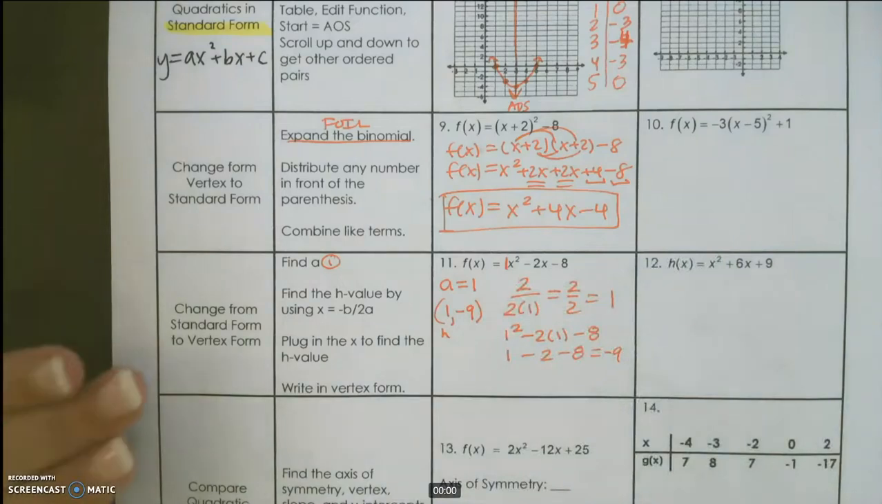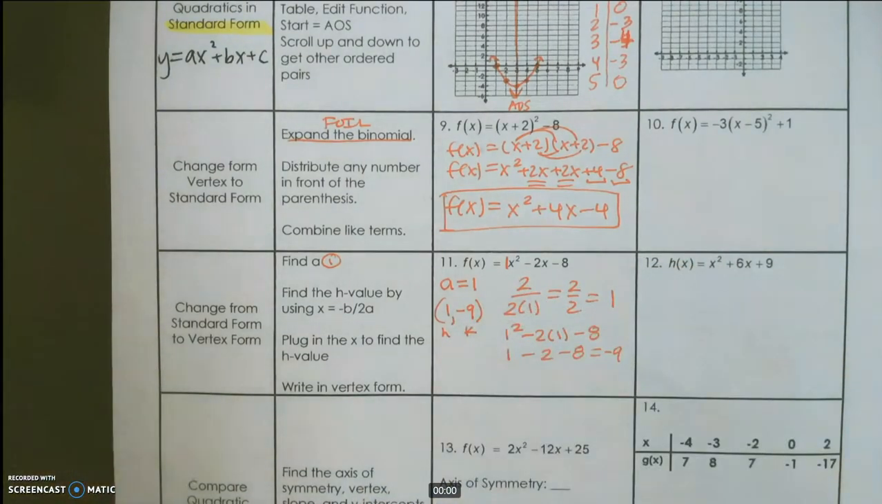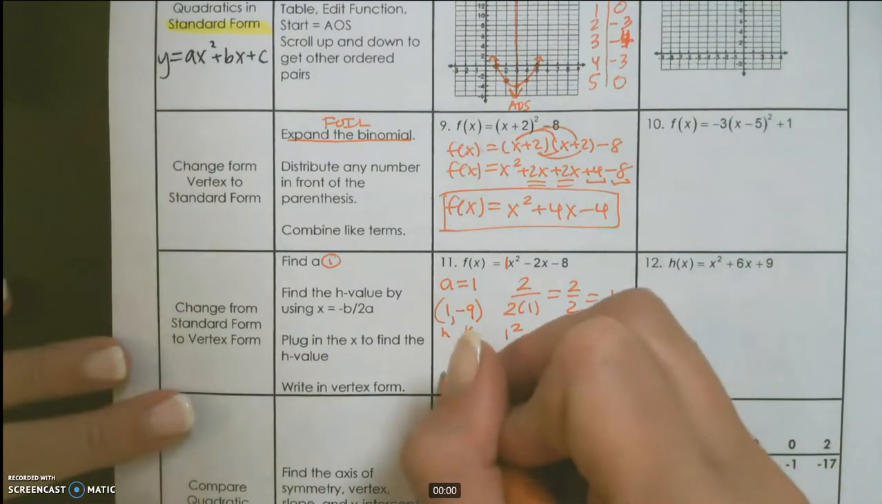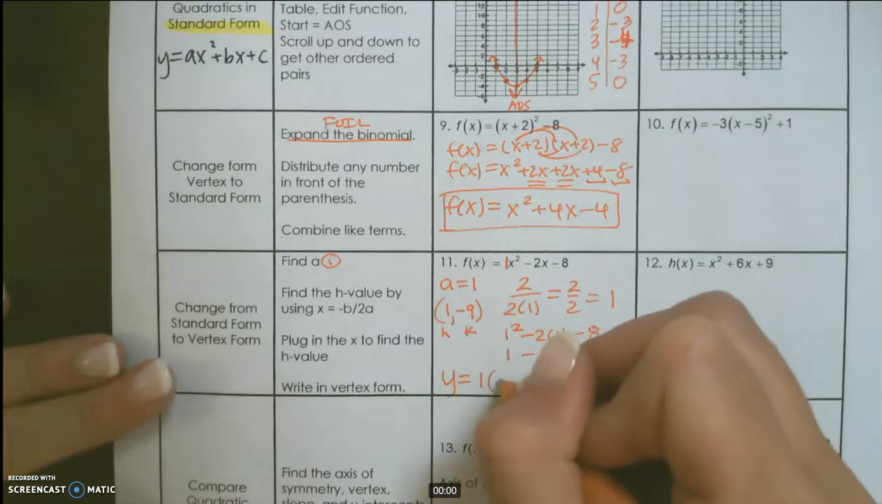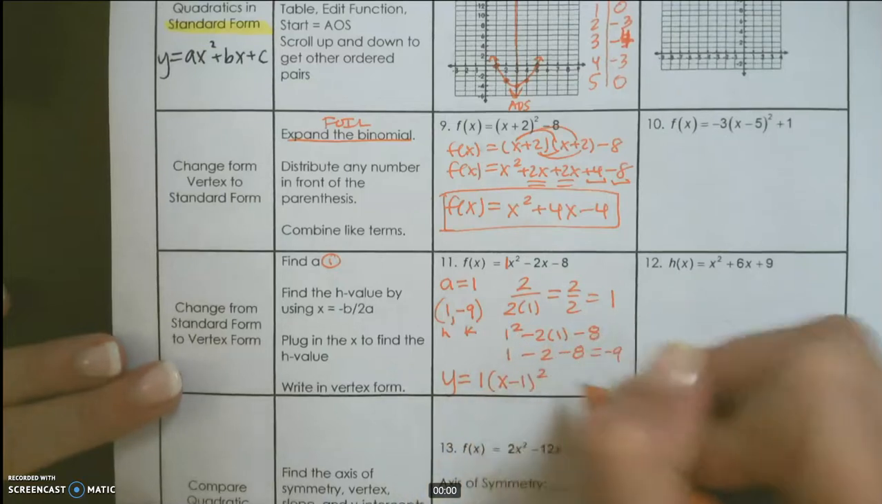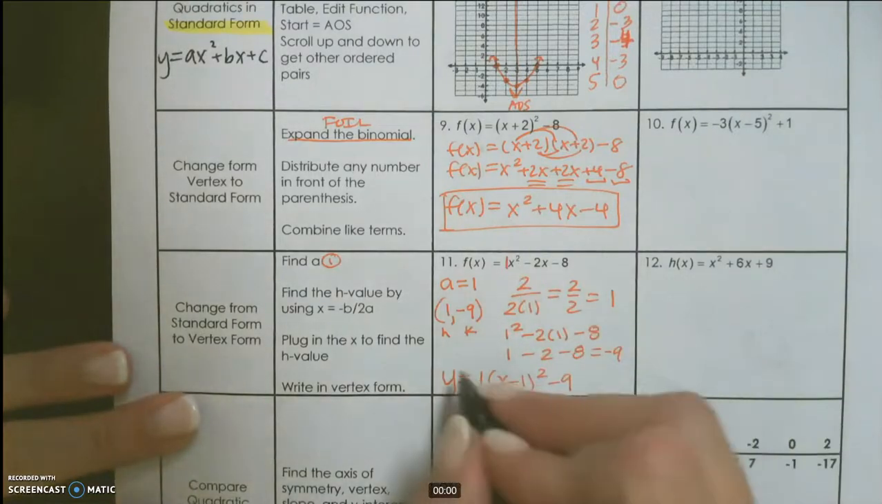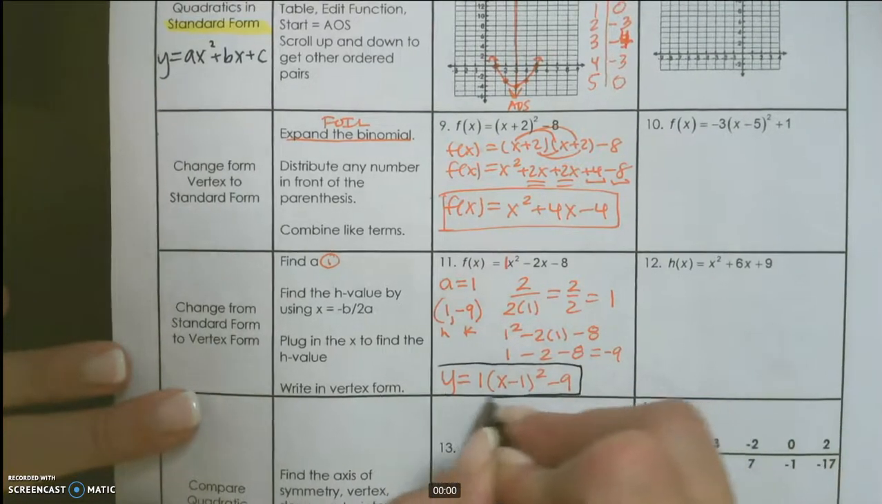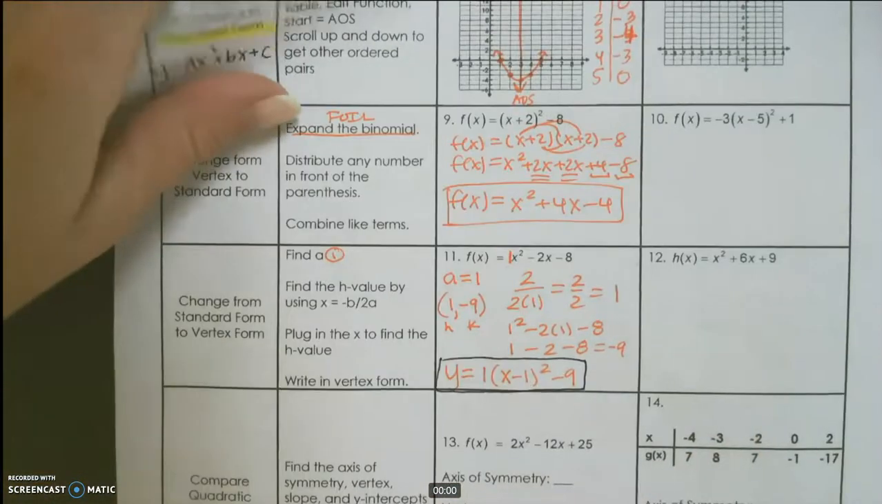Now that we have a, h, and k, we can plug it all into our vertex form. So y equals a parentheses x minus h squared, and then k is at the end. You don't have to write the 1 in front, but you can write the 1 in front. All right, next, try that example on your own.